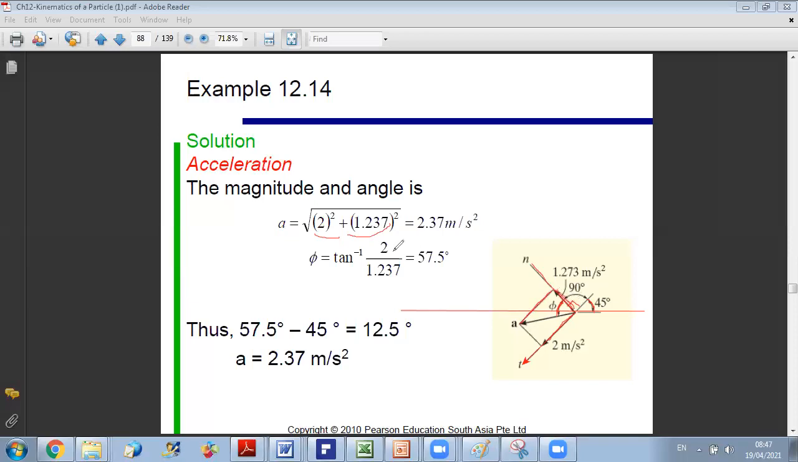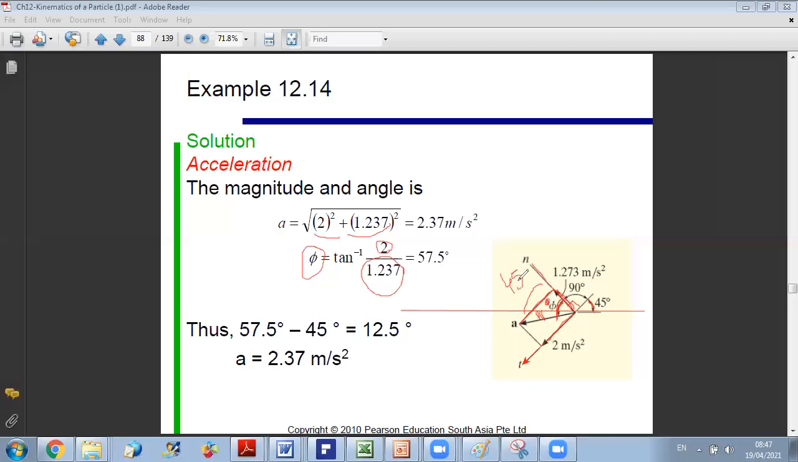Okay, so AT is 2, AN is 1.237. This will allow me to calculate this angle phi. And once I obtain phi, by simple geometrical calculation, I can see that the angle with the horizontal here can be calculated as phi minus this angle, this one, which is 45 degrees.